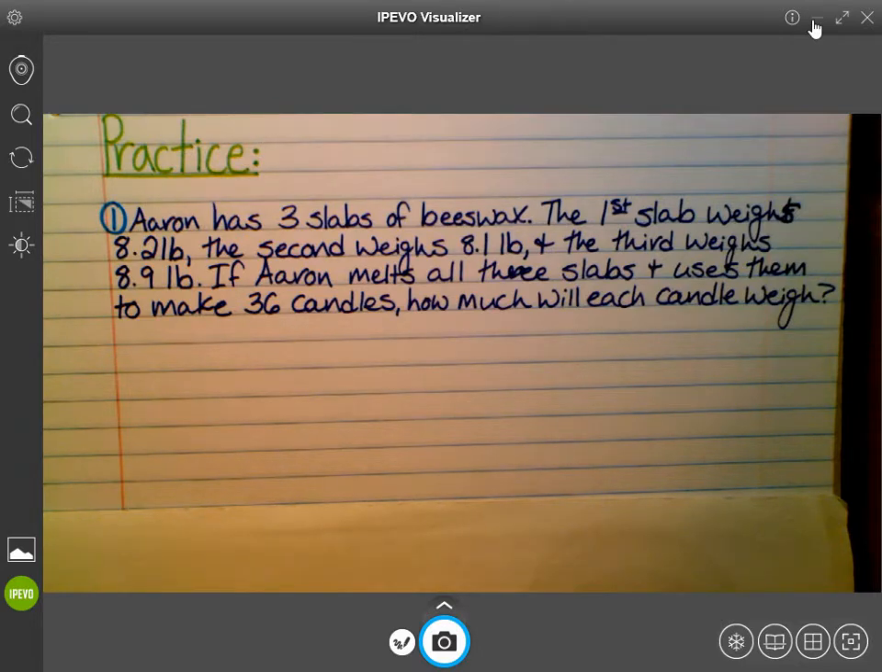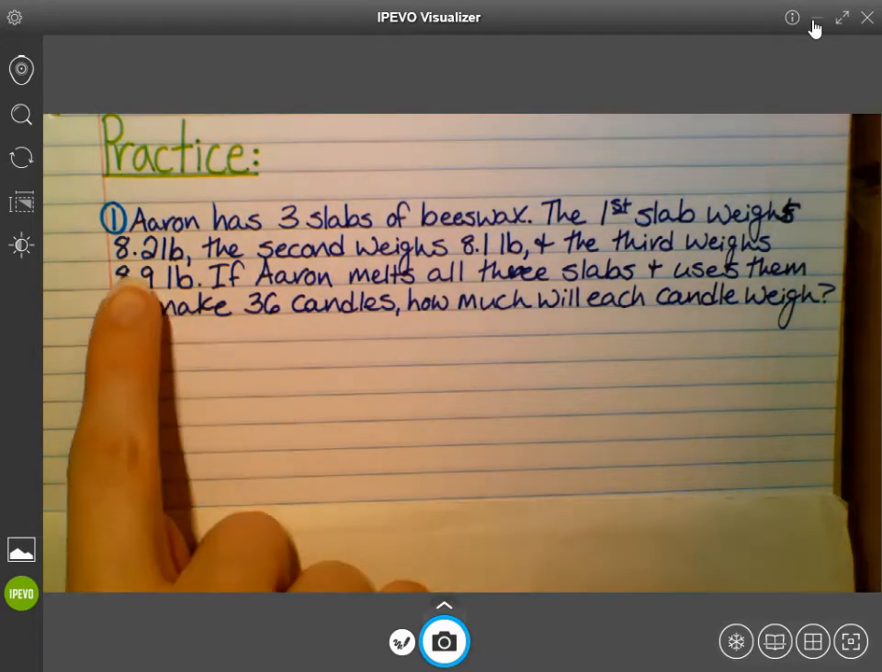So, Philip, pull up your mask and you and Jack can talk. What are the steps that you need to take? Who can tell me what is the first step in this problem? What is the first step, Will? We need to add up the weight of all the slabs.